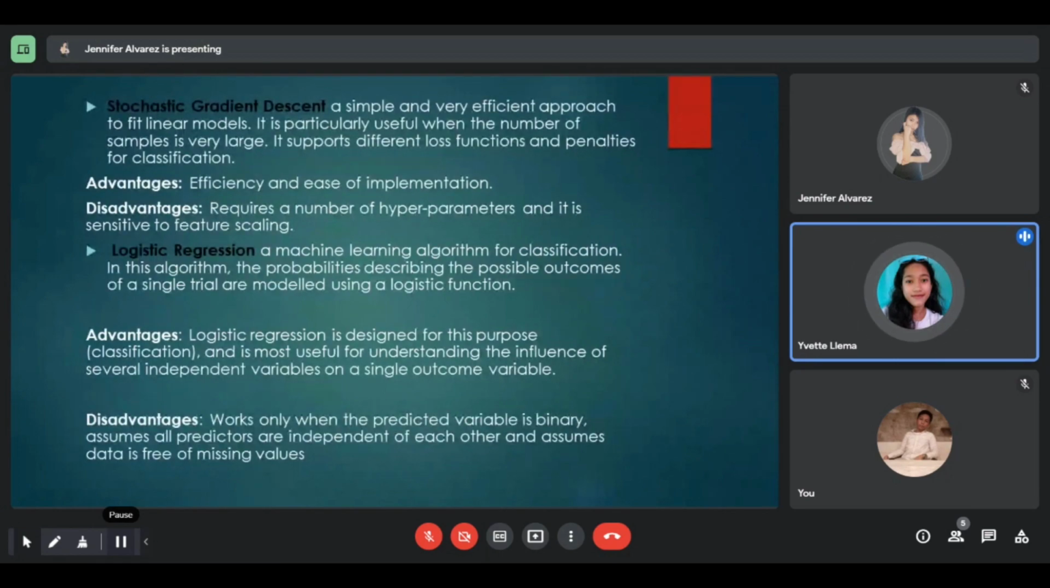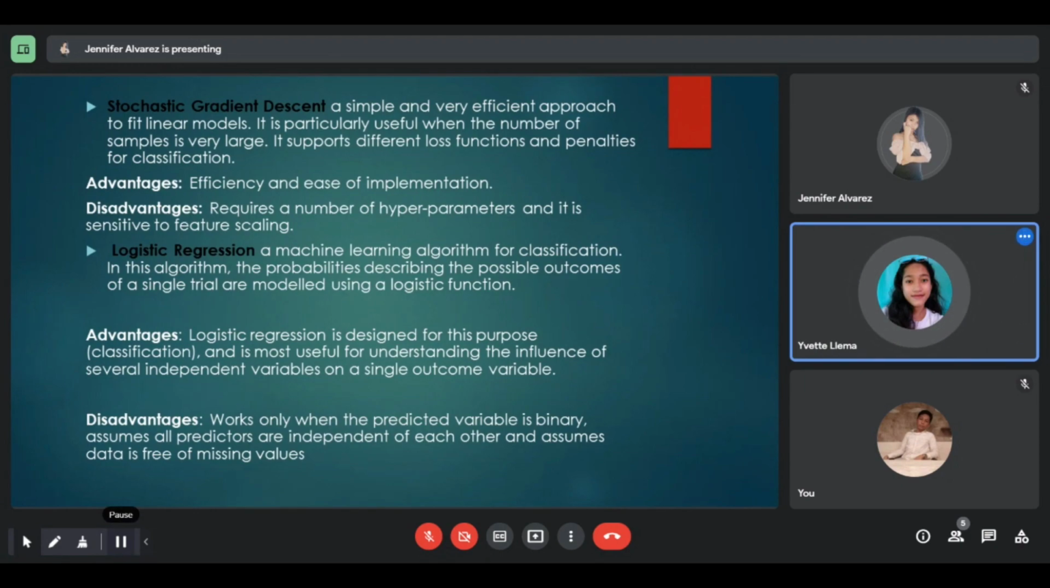Its advantages: efficiency and ease of implementation. Disadvantages: it requires a number of hyperparameters and it is sensitive to feature scaling. Next, the last, logistic regression, a machine learning algorithm for classification.